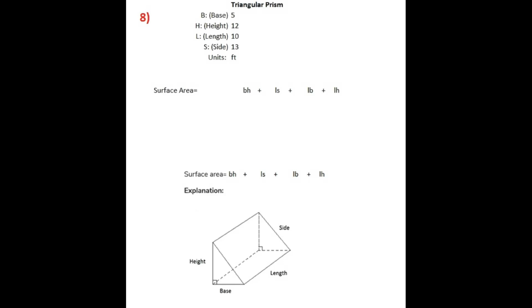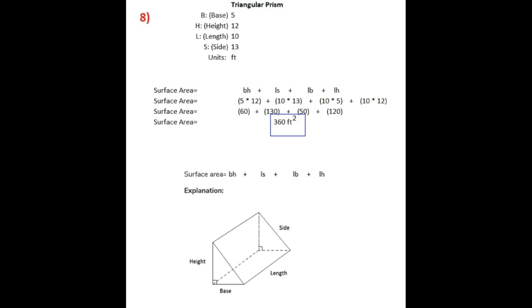And the 2 triangles, remember the formula for one triangle is 1/2 base times height. So if you have 2 triangles, it's 1/2 base times height plus another 1/2 base times height equals 1.0 base times height. That's why we're using this particular formula. All right, so our surface area, 5 times 12 plus 10 times 13 plus 10 times 5 plus 10 times 12. We simplify that to 60 plus 130 plus 50 plus 120. And our surface area is 360 feet squared.